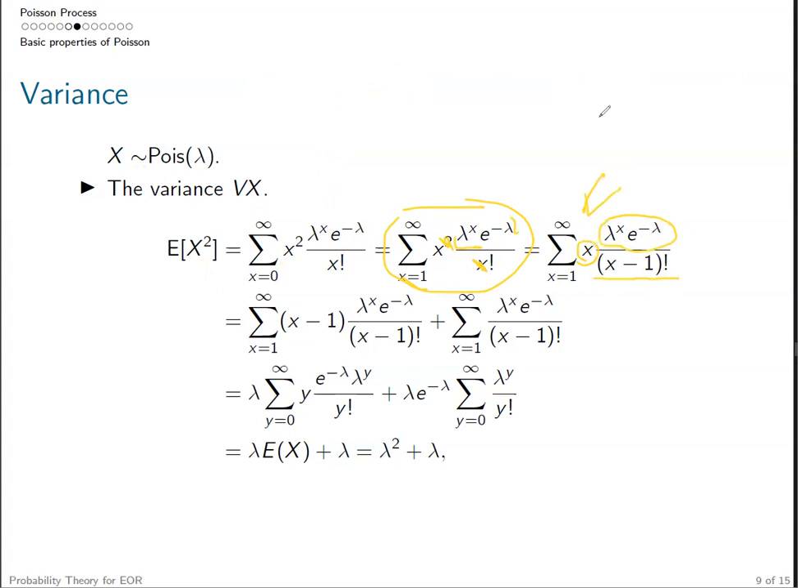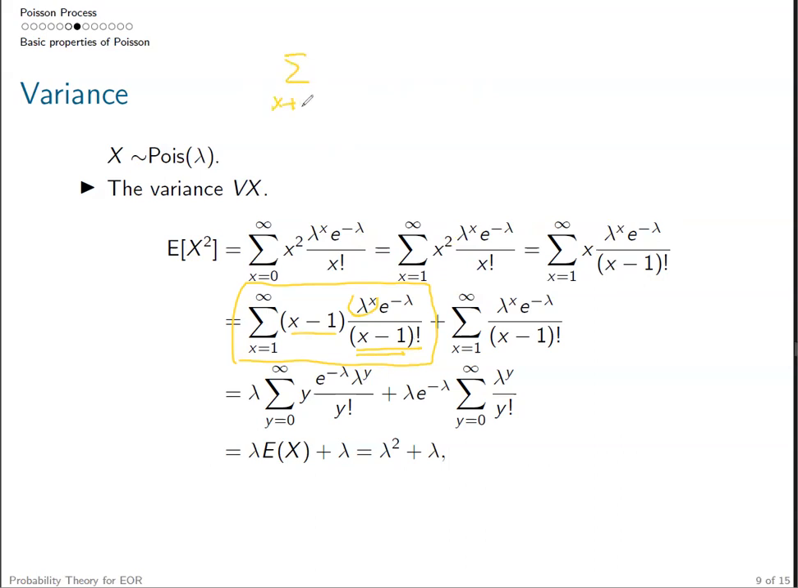Now we decompose x. We rewrite x as x minus 1 plus 1, right? It's still x. But we can split the summation here into 2 parts. Later on, you're going to see why we split them into 2 parts. Look at here, right? Now, if we denote x minus 1 equals y, and let's move one lambda in front, okay? Let's focus on this first term here.